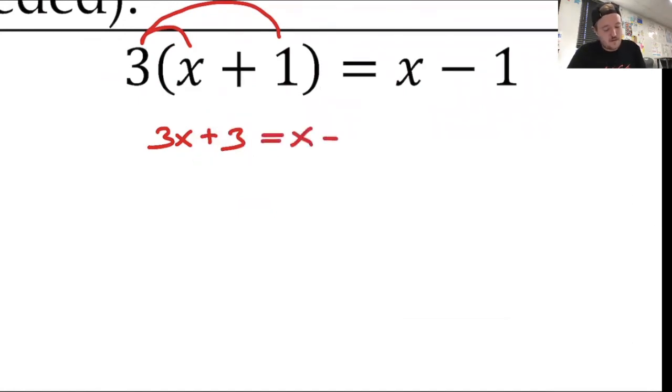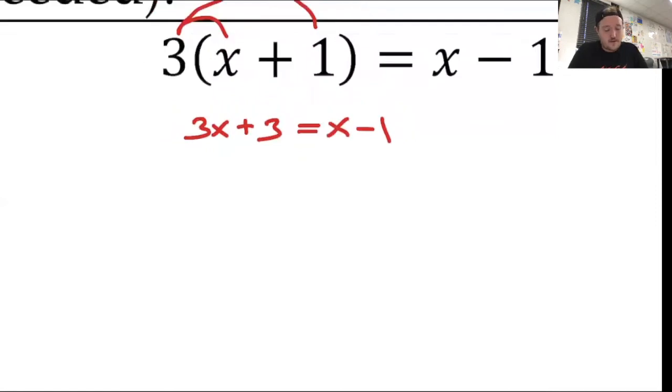Equals x minus 1. All right, so now look for your smallest variable. Remember, start with the variables and move the smallest. So between 3x and 1x, well, 1x is your smallest variable. So I'm going to move that one. So here's the thing. You have an x here. How do you know if you add or subtract it? Well, there's no sign in the front, so you assume it's positive. So what I'm going to do is I'm going to subtract it.